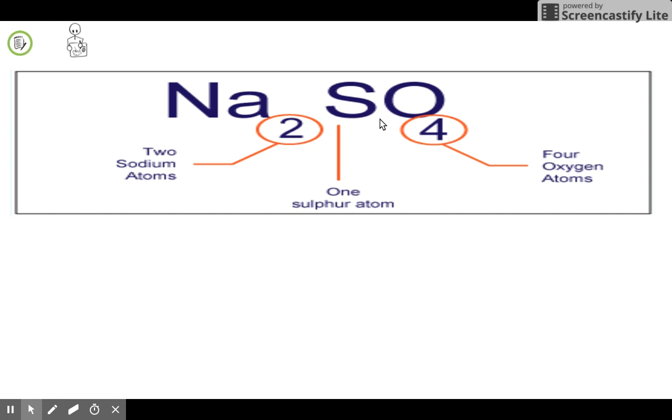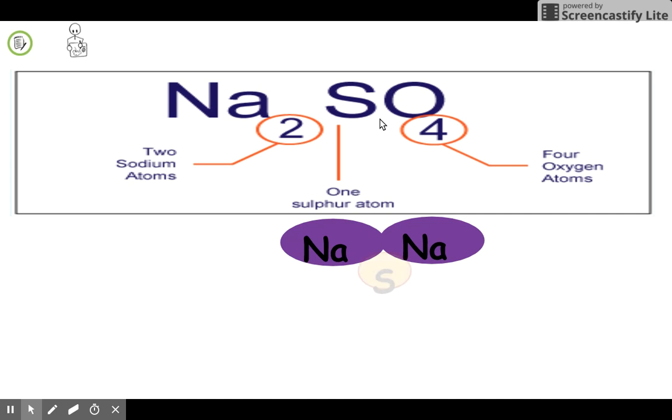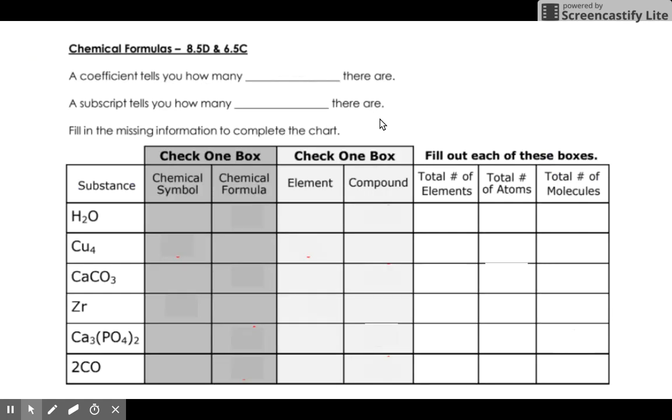The next we have oxygen. Oxygen has how many? 4, because the subscript next to oxygen tells us that there are 4 atoms. If we look at this as molecules, we'll see 2 atoms of sodium, 1 of sulfur, and 4 of oxygen. So this would be a molecule of sodium sulfate. Now let's get to business. Go ahead and pause and work these out with your group.